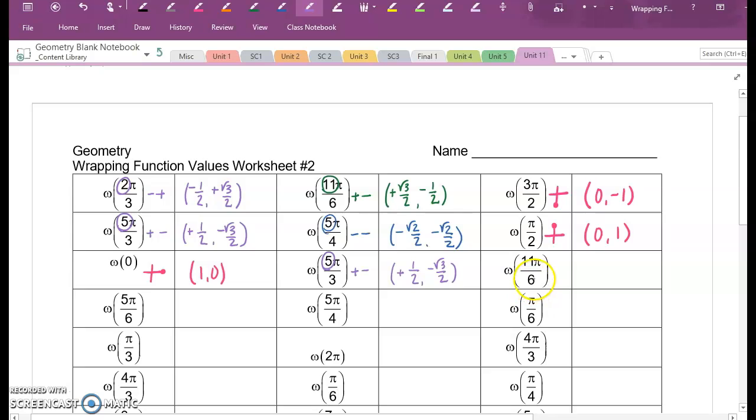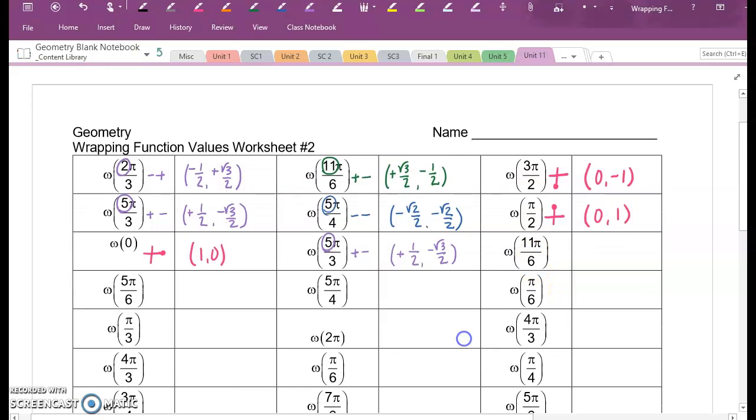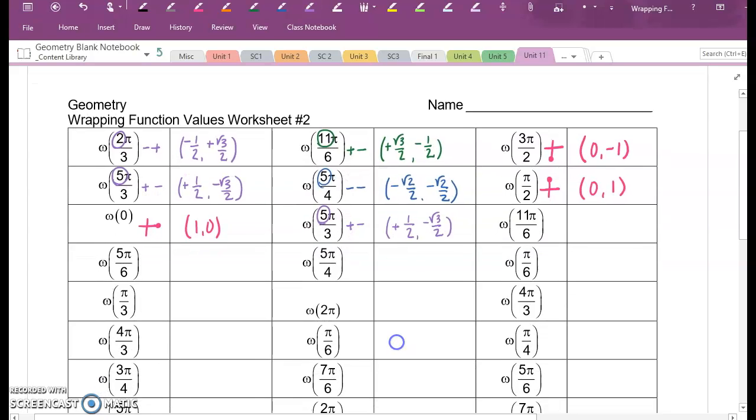11 pi over 6. So now we're getting into repeats, which is okay, but we already found this answer. 5 pi over 6. We haven't done this one yet. So with the denominator of 6, I know that 3 times 2 is 6, so square root 3 over 2 has to go first, followed by 1/2. 5, it's 1 smaller than the denominator, so it's going to be in the second quadrant, negative positive.